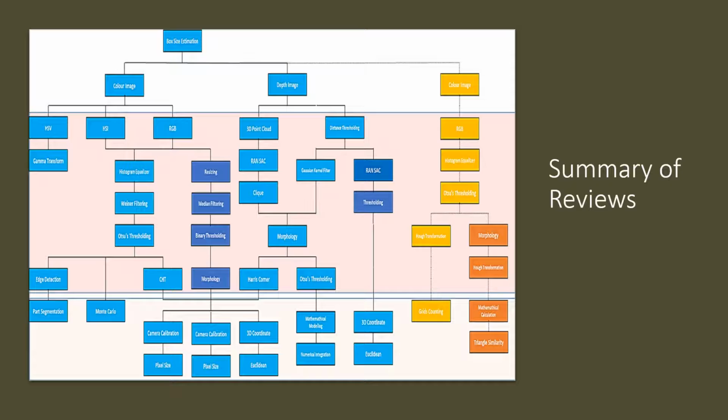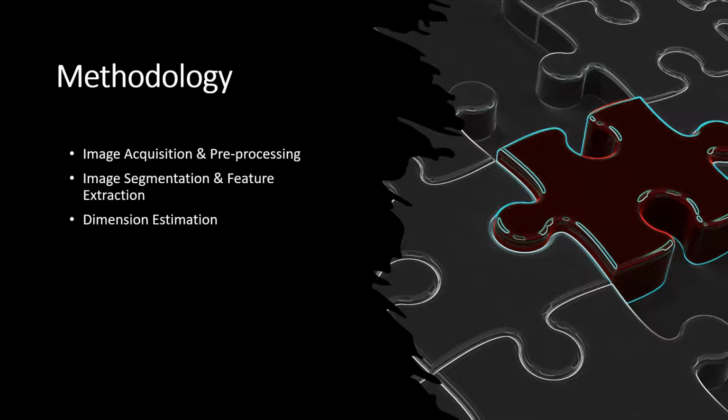This is the summary of the systems available today. My system will be focused on the most right side with the orange boxes. The techniques I am going to use are morphology, Hough transformation, mathematical calculation, and triangular similarity. For the method that I use in my study, there are 3 things I will be focusing on.